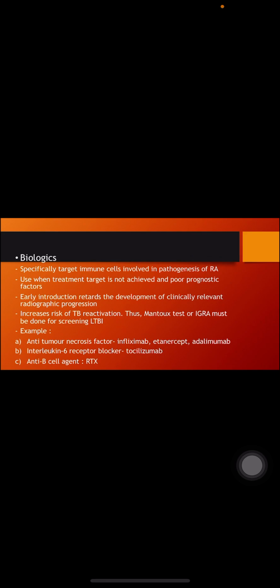It specifically targets immune cells involved in the pathogenesis of rheumatoid arthritis. You use it when the treatment target is not achieved with the conventional ones, or there are poor prognostic factors. But what is important is that it increases the risk of TB reactivation. So before you start, you must do IGRA or Mantoux as part of latent TB screening. Examples: anti-tumor necrosis factor, interleukin-6 receptor blocker, anti-B cell agent.